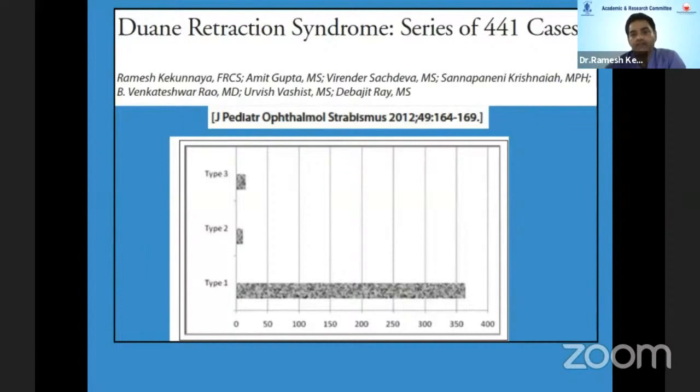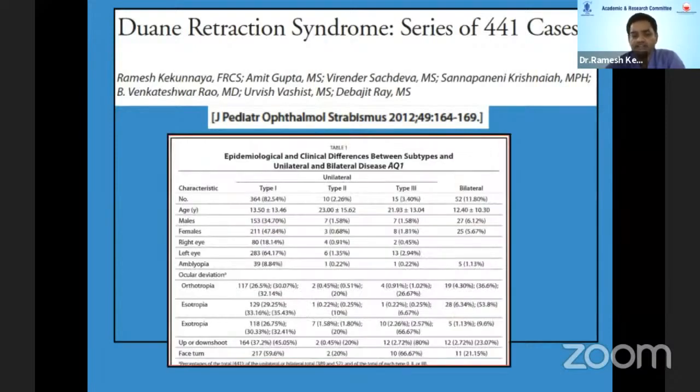We had a series of 441 patients of Duane's syndrome. Obviously, type 1 is the most common. This is almost 15-year-old data. Now we are seeing more and more exotropic, which I'll share in some time. This is a busy table, so don't look at everything. Type 1 is the most common, followed by bilateral Duane in our series, then type 3, and the least common is type 2. Again, they can have a combination of orthotropia, esotropia, exotropia.